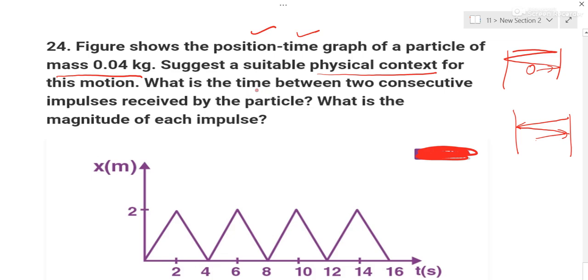What is the time between two consecutive impulses? You can see here the direction is changing every time after every 2 seconds. Direction of the ball is changed after every 2 seconds. So what is the time between two successive impulses? 2 seconds. So one answer I've given, one physical example, second, 2 seconds. Now, what is the magnitude of each impulse? We already know that impulse is calculated by change in momentum, that is m into v minus u.